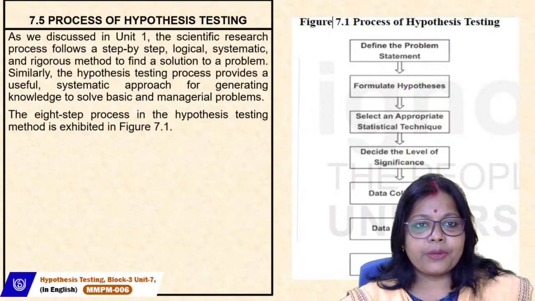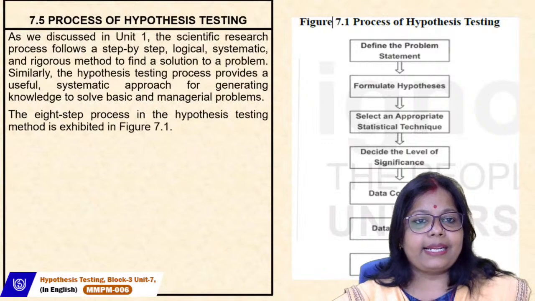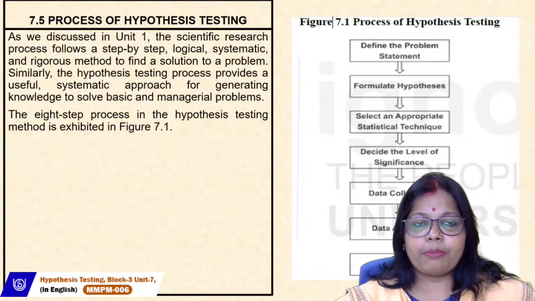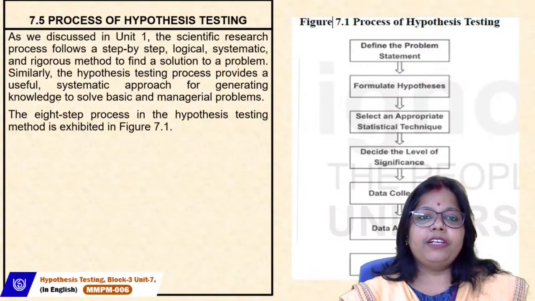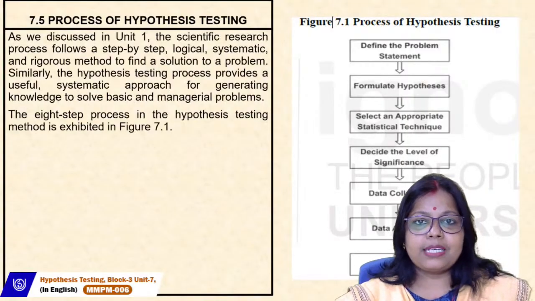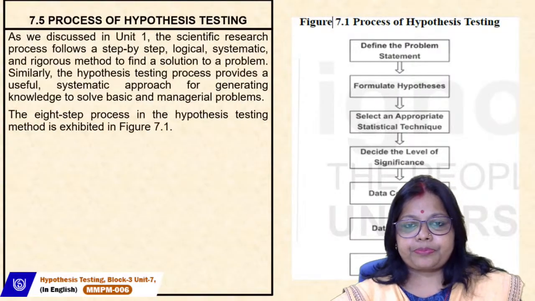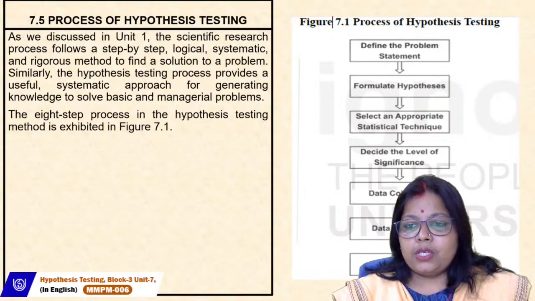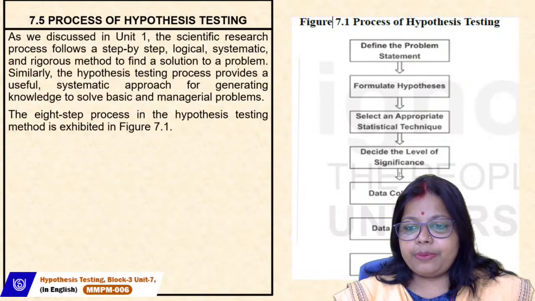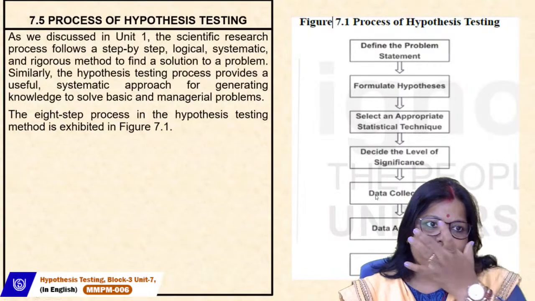1% alpha value says there is a 1% chance I will make some mistake, but 99% I'm confident in my answer. While 5% says I'm 5% not confident, but 95% I'm sure that the result is correct. And similarly, 10% says 90 plus 10. So after deciding the level of significance, then data collection process, then data analysis, then interpretation.